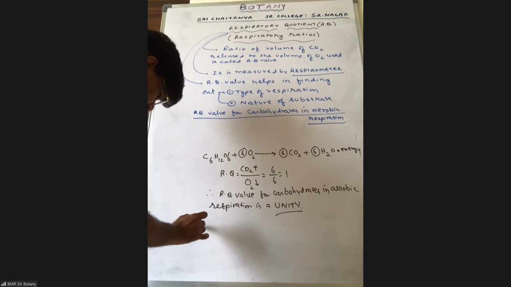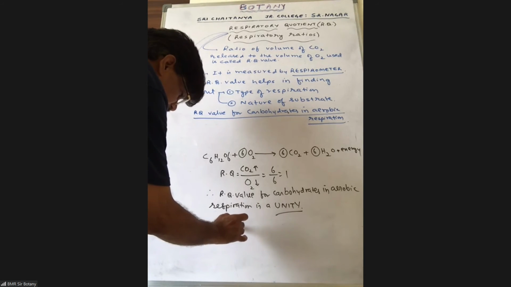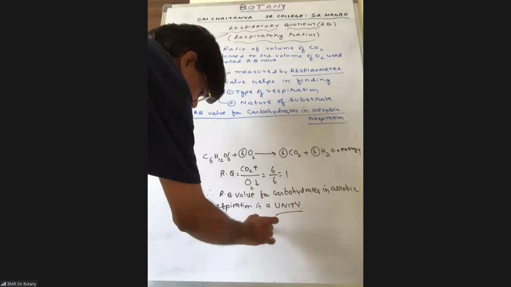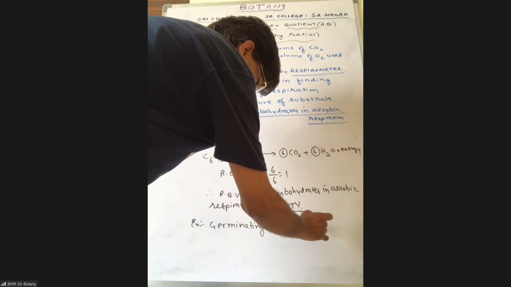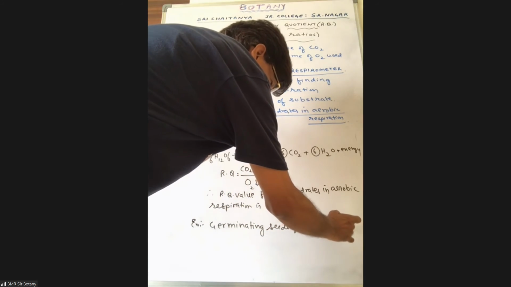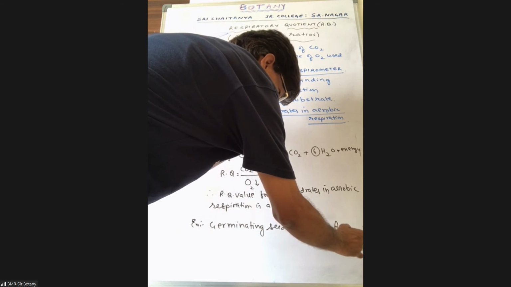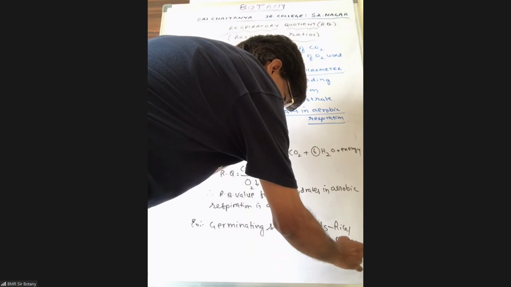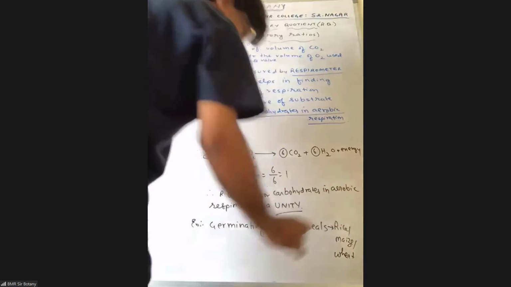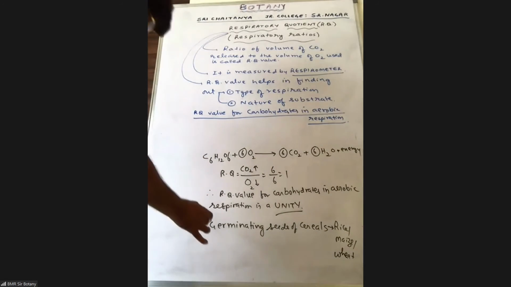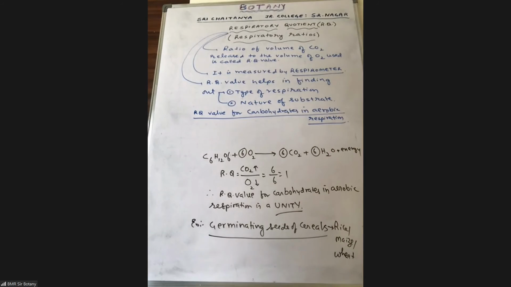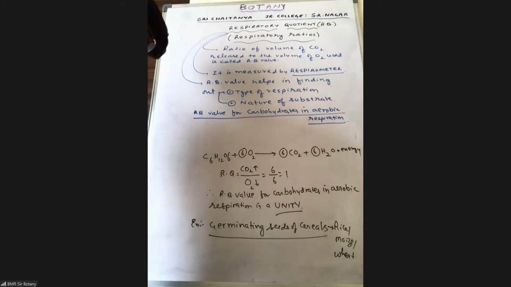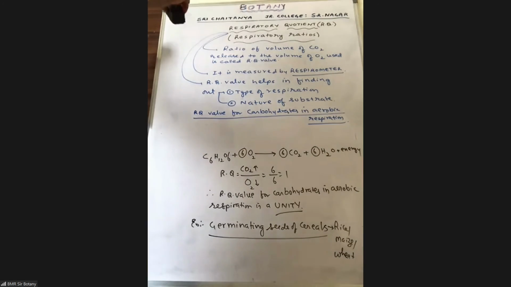What can be the example here? Germinating cereal grain seeds, germinating seeds of cereals which are rich in carbohydrates, like rice, maize, wheat. Next, the same carbohydrates under anaerobic conditions.